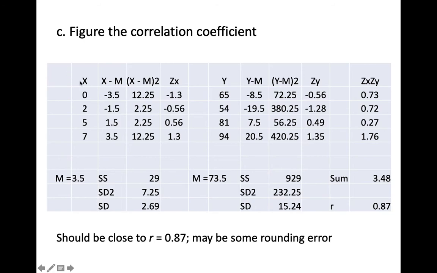Okay, our same process for calculating the correlation. We convert our X into Z scores. We convert our Y into Z scores. We take the cross products. We sum them up. We divide by the number of people in our study, which is 4, and we get a correlation of 0.87, or close to it. So if you didn't quite get 0.87, it should be about there.